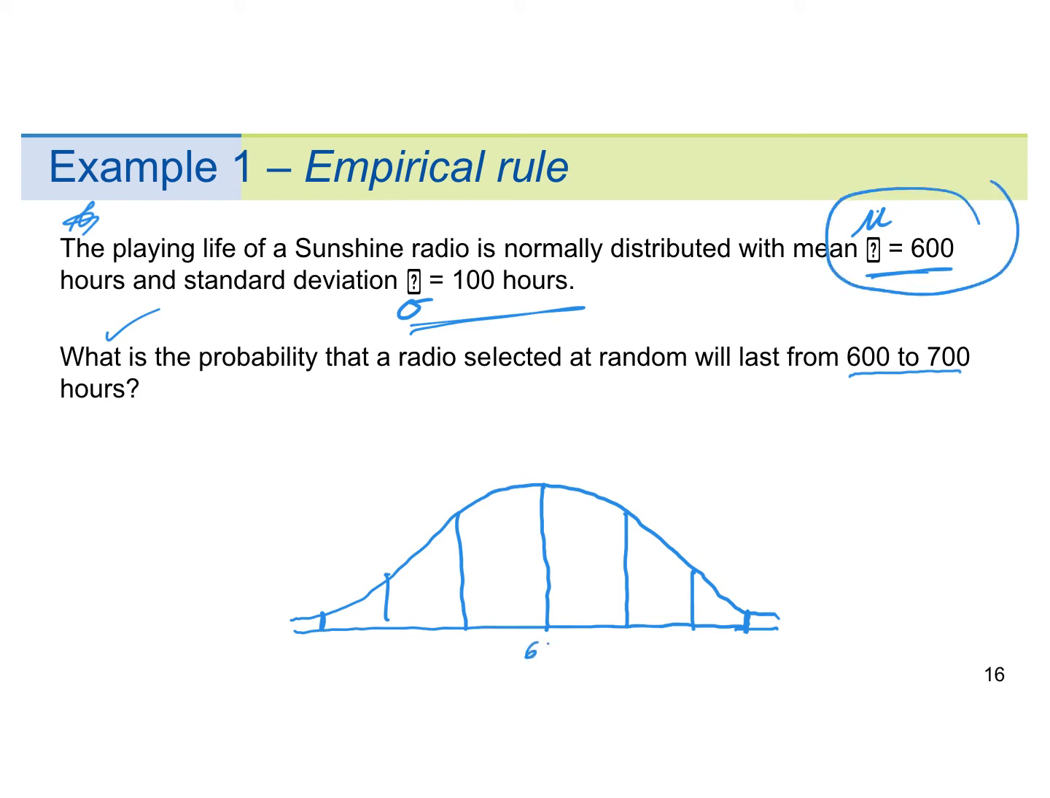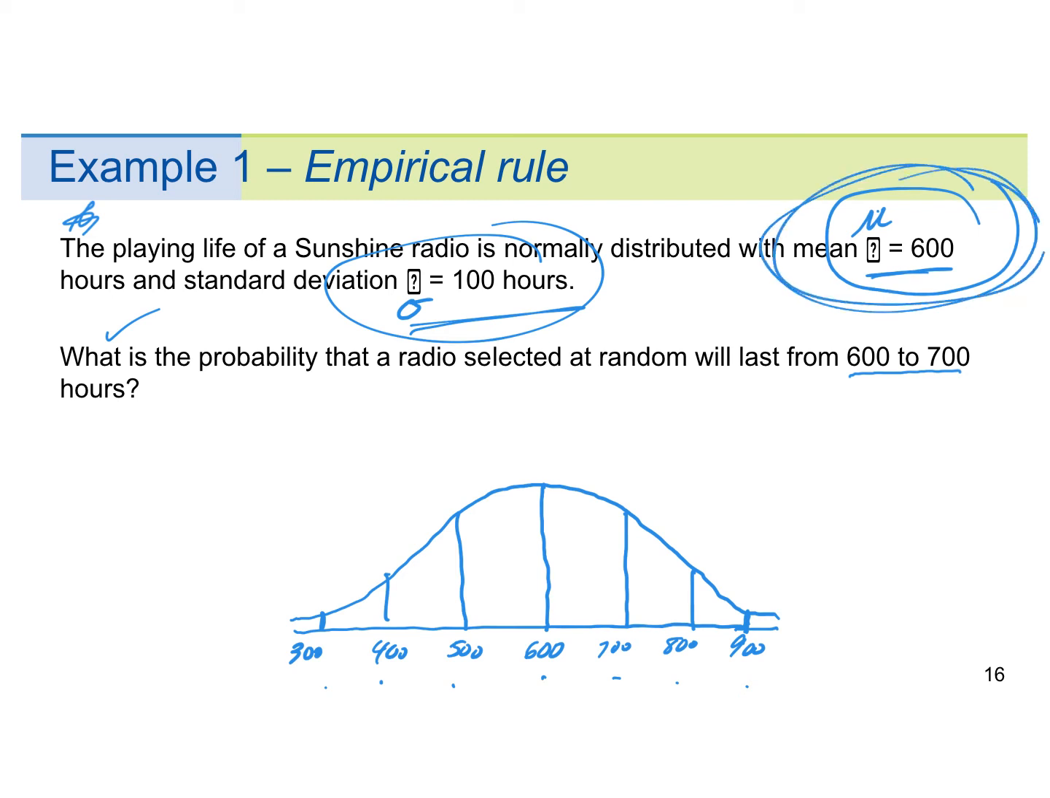The mean is 600. The standard deviation, notice you have to add it 3 times to the right. So add 100 to 600, you get 700, and then 800, and then add it a third time, 900. Subtract it, you'll get 500, and 400, and 300. So these numbers down here, ladies and gentlemen, are not very hard. All you're going to do is take the mean that is given to you, add the sigma, the standard deviation, 3 times, and subtract it 3 times.